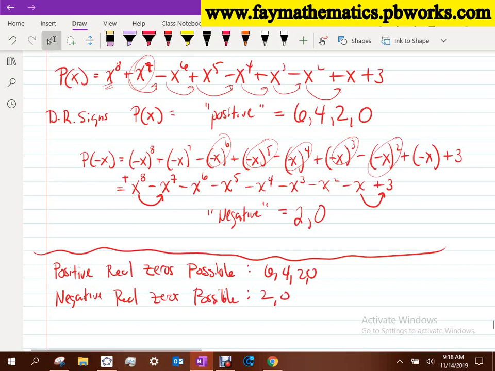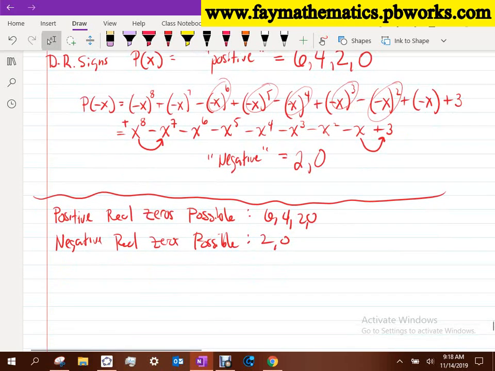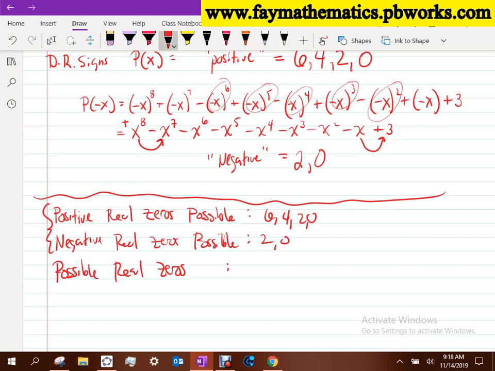Does that make sense? The final thing they're going to ask is how many possible real zeros. So now we're looking at totals. Does that make sense? Don't care that they're plus or minus. We're looking at totals. So if I had 6 positive real zeros, I could pair that with either of those. So if I pair 6 positive real zeros and I had 2 negative real zeros, how many total real zeros would you have had? 8.